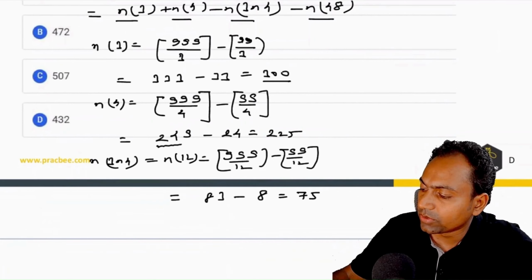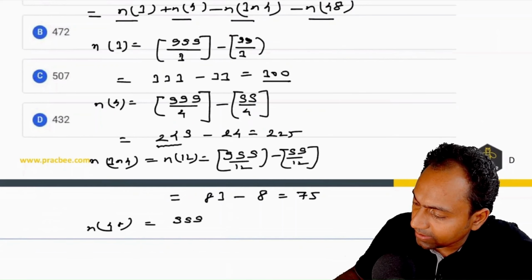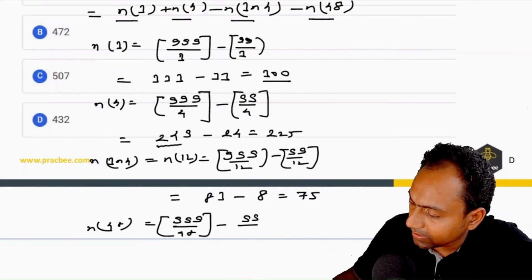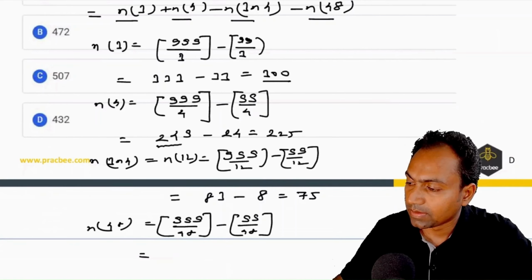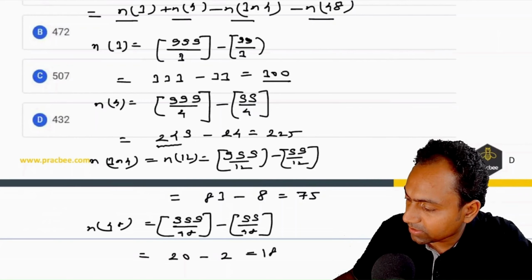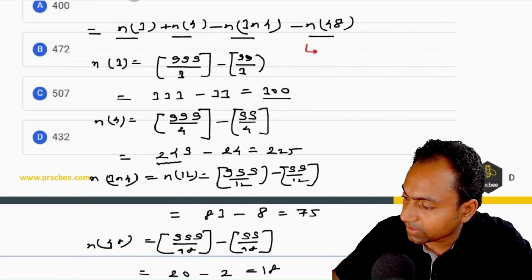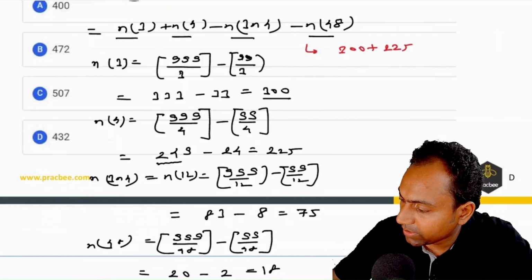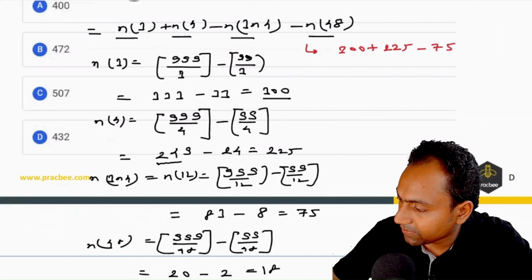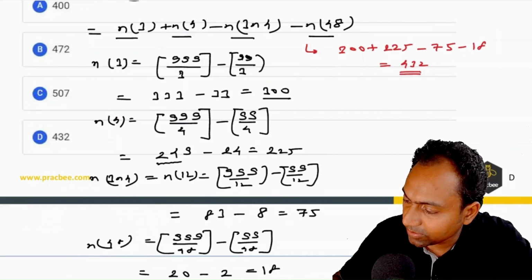Now, one more thing we need to find, that is n of 48. For doing that, again, we will repeat the same activity. 999 divided by 48, take the greatest integer function, minus 99 by 48. If I simplify this, the first part comes out to be 20 and the second part comes out to be 2. So this becomes 18. If you put all the values in the formula above, what we are getting is 300 plus 225 minus 75 and minus 18. This comes out to be 432. That is option D.